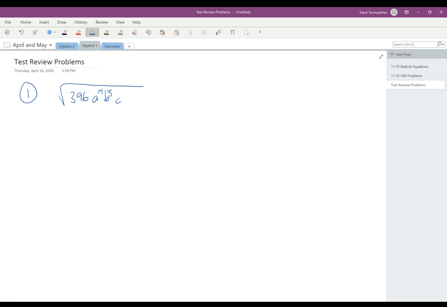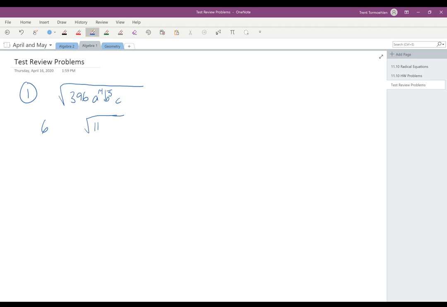So first we do 396. It does turn out that 4 goes into that. It goes into it 99 times, which means 9 also goes into it. So 36 goes into 396. If you divide that out, you get 11. And so the square root of 36 is 6, and then you've got an 11 left over inside the square root because 36 times 11 is 396.